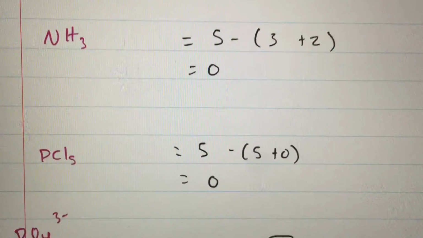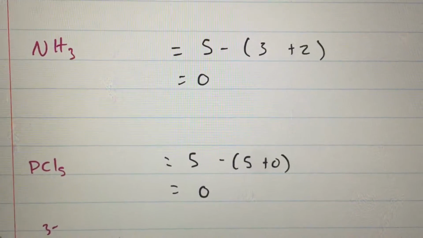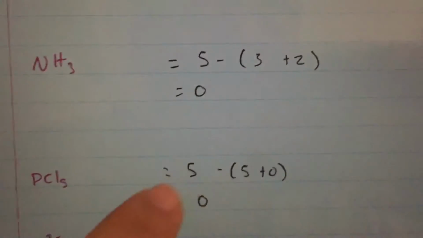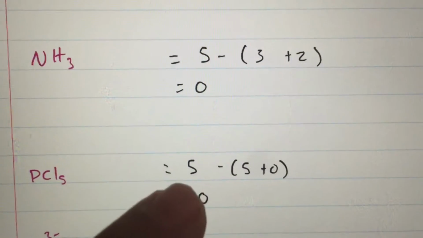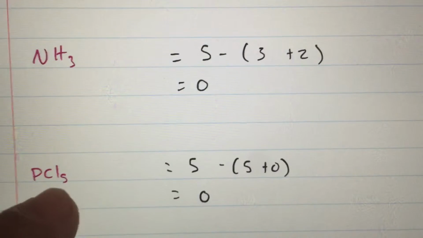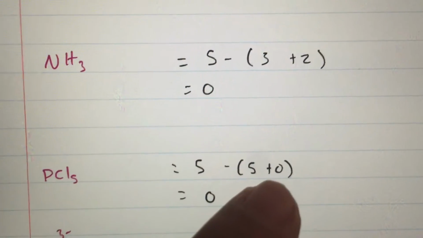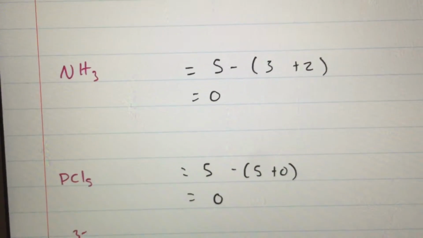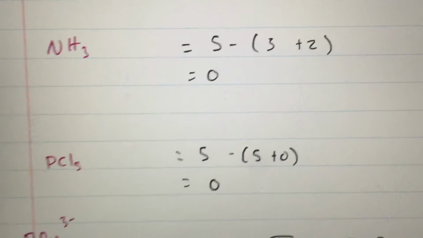Let's look at PCl5. In that Lewis structure, and you can go back to my last video, you can see that phosphorus has 5 valence electrons, and in this particular structure, it has 5 bonds and no extra electrons. This minus that sum is equal to 0. So that Lewis structure is the best Lewis structure for PCl5.